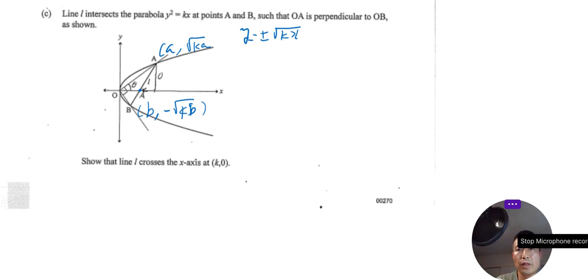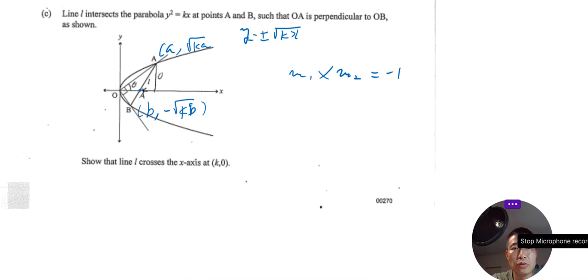Right, so first of all, let me build the system satisfying this, such that OA is perpendicular to OB. When two lines are perpendicular, what does that mean? The product of the two gradients is -1, right? So say m1 times m2 must be -1. We have to use that here.